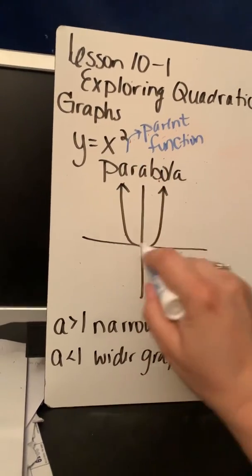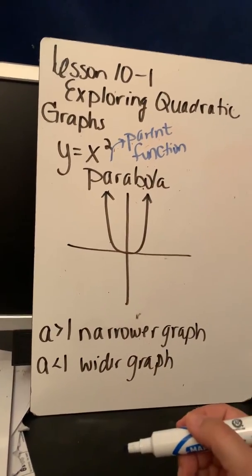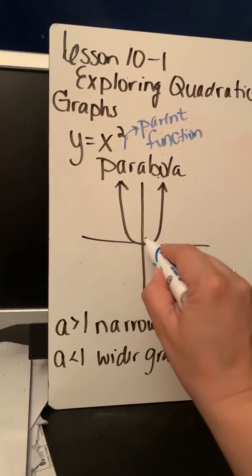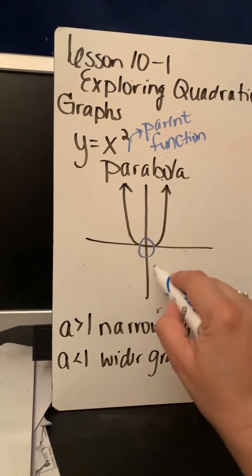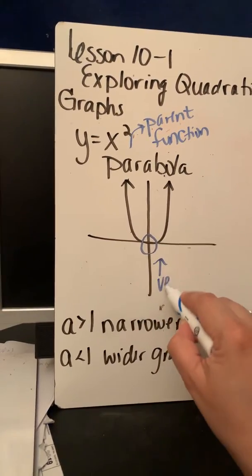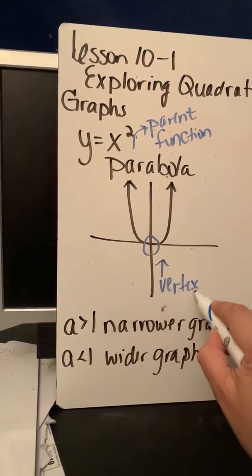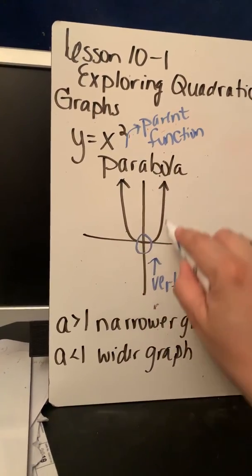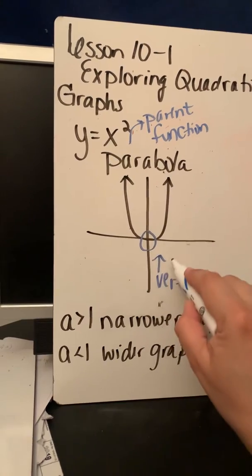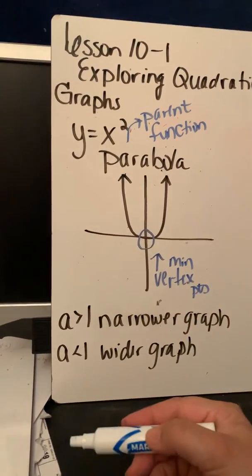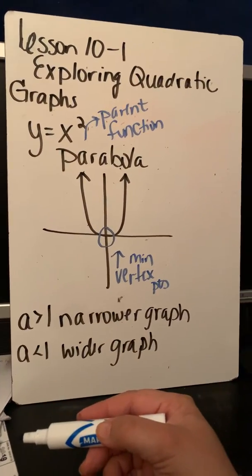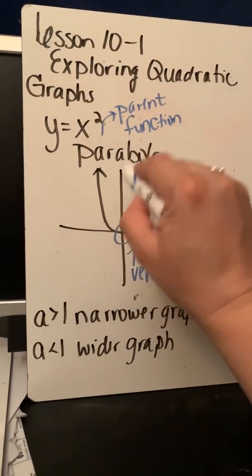Okay? Parabola. Now, one thing that's really cool about a parabola, parabolas have what we call maximums and minimums, which are your vertex points. Now, one thing about this one, because that is the lowest point, this would be a minimum. Okay? It'd be a minimum.